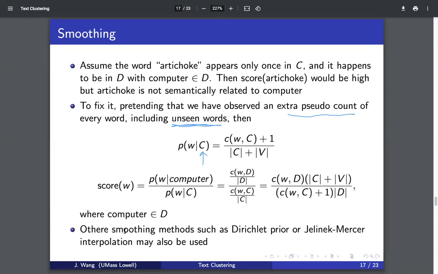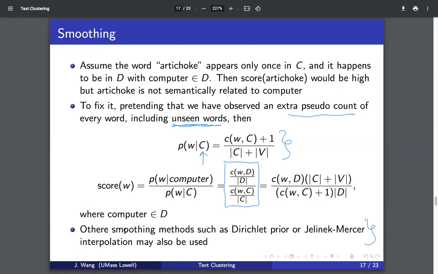So what we're going to get is this. And then the score, plugging in our earlier formula, which is this, you get down to this. You simplify, you get to this. Okay, so this is one common way to handle unseen words, or smoothing. Of course, earlier when we looked at text retrieval, we also looked at Dirichlet prior or JM interpolation for smoothing. We can also use those too.